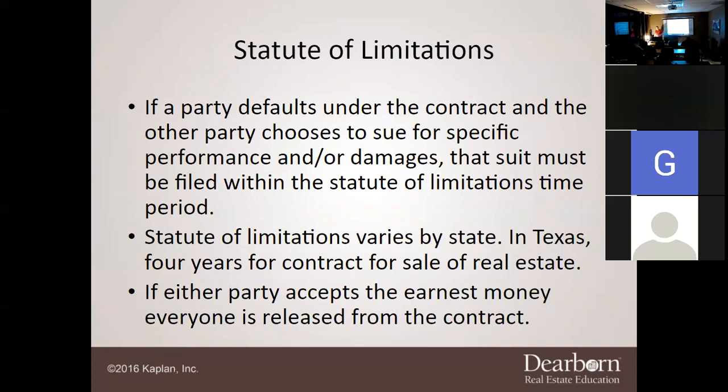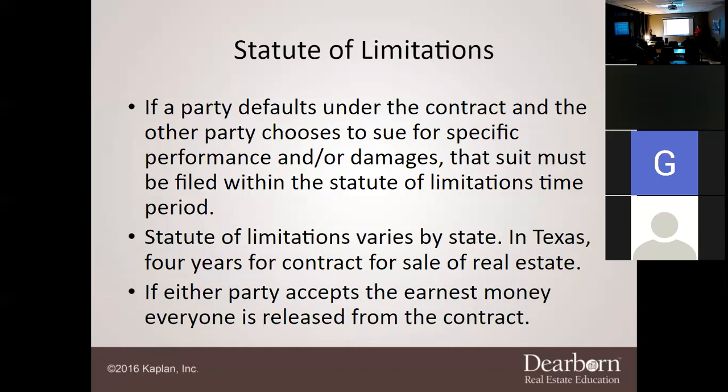Statute of limitations, are they the same thing, Mr. Grossman? Why are you shaking your head no? Because they're not the same thing. Well, let's see here. Statute of limitations. If a party defaults under the contract and the other party chooses to sue for specific performance and or damages, that suit must be filed within the statute of limitations time period. So this doesn't deal with writing. This deals with suing people.